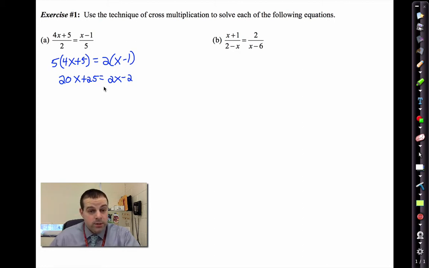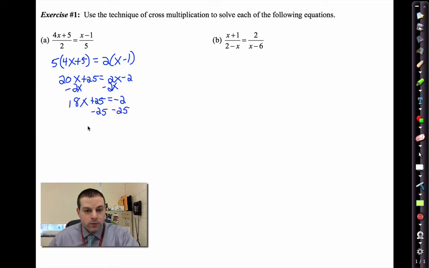There is no exponent, which is nice, so we just use our normal solving rules. We subtract 2x from both sides. We get 18x plus 25 equals negative 2. And there's our two-step linear equation. So we subtract 25 from both sides. We get 18x equals negative 27. Now when we divide by 18 here, it is not going to divide cleanly. So just keep in mind that we do have to simplify that value, and we get x equals negative 3 over 2. Right, we have a single fraction here. Both numerator and denominator divide by 9, and there is our answer.